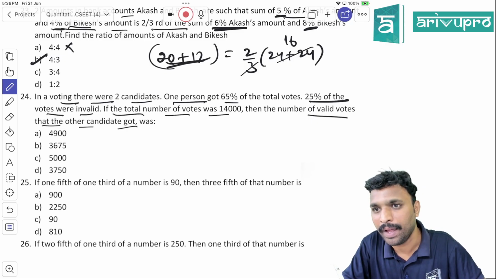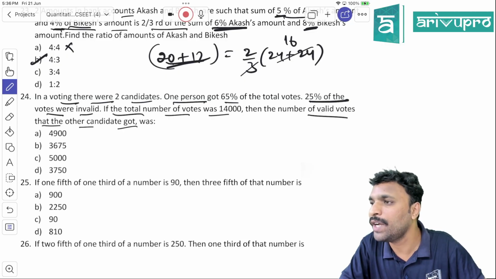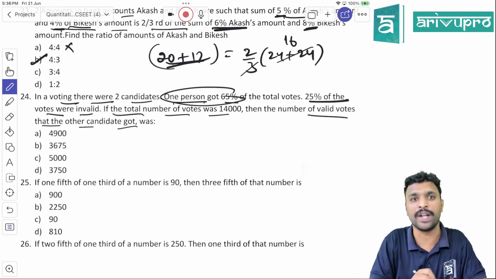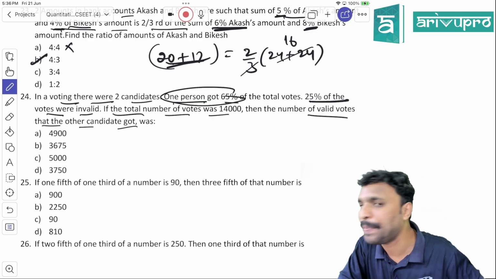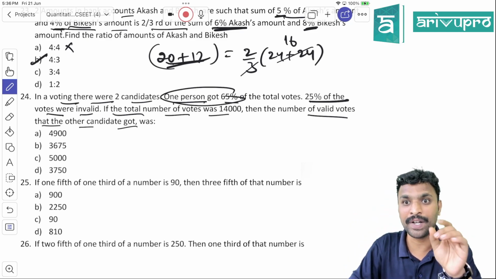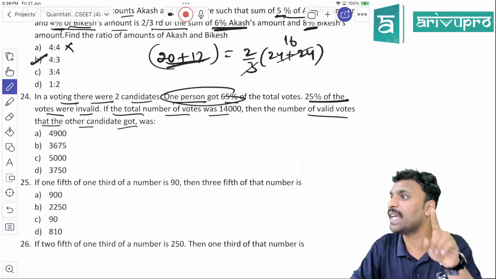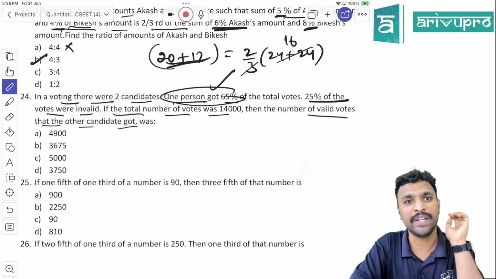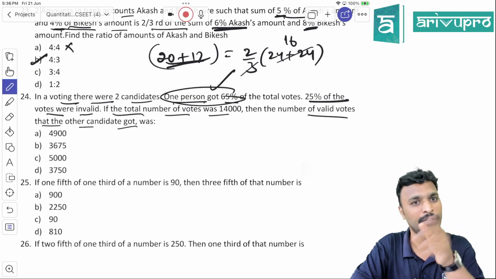Okay, now tell me, total valid votes are how many? Will invalid votes be considered as votes? No. Only valid votes are considered as votes. This 65% is of what? Valid votes only. Correct? Now 65% of the valid votes will be obtained by the first person. The remaining 35% of the valid votes are for the second person.